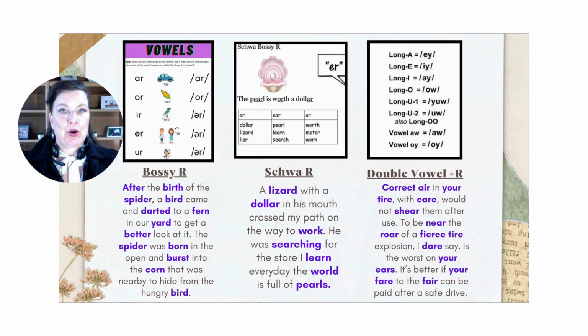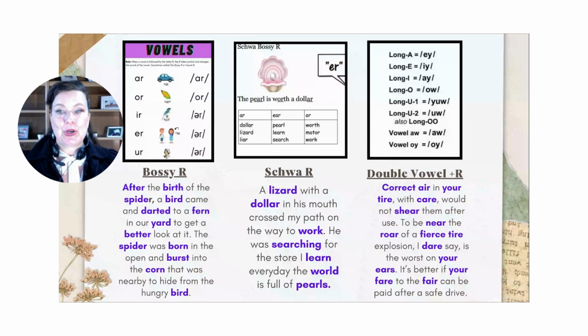Spider. Bird. Darted. Fern. Yard. Better. Here we have a flap T. We'll get into that sound in a different video. That's unique to the American English sound as well. So it sounds almost like a D sound instead of a T. Better.